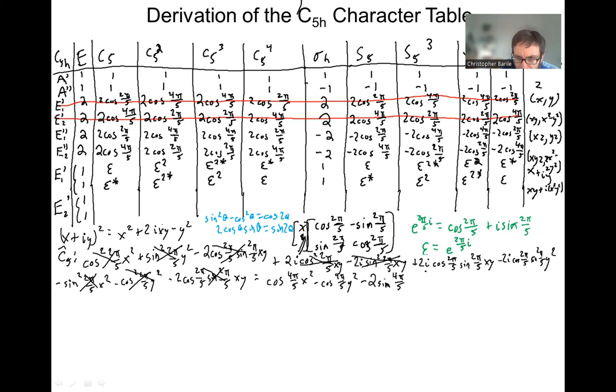And so that is going to end up being minus 2i cosine 4 pi over 5 xy. And then we also have an x squared term.